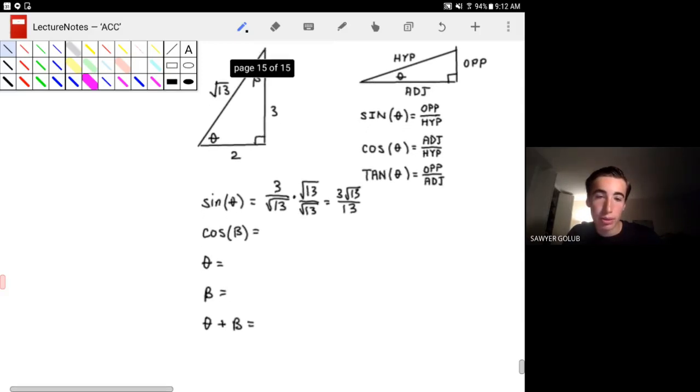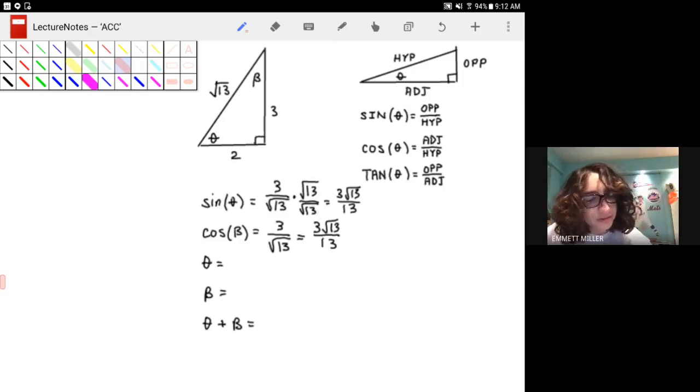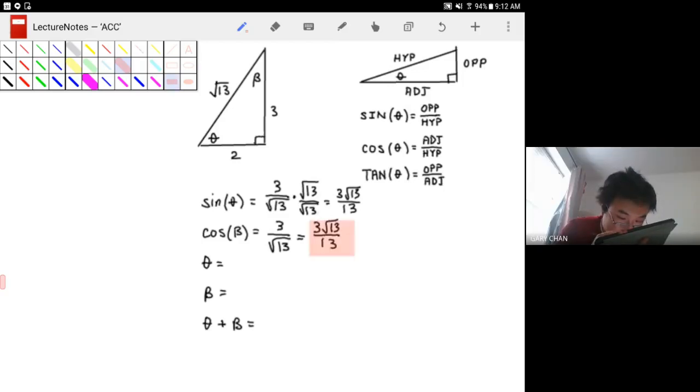It's 3 over the square root of 13. That's right. It's 3 over square root of 13. And, without having to do the work again, this will be equivalent to, again, 3 radical 13 over 13. Do you guys see anything surprising here? That they equal each other. That they're the same things, right? Wasn't that one of the points that was emphasized in the videos, about those co-relationships between sine and cosine, right?